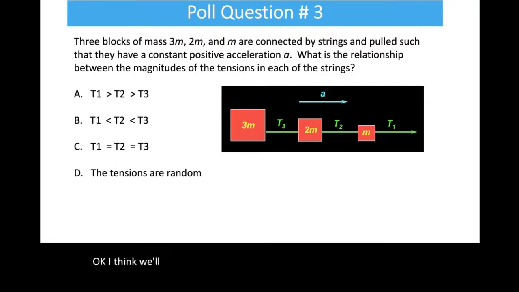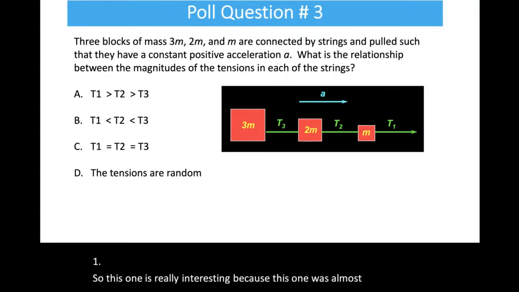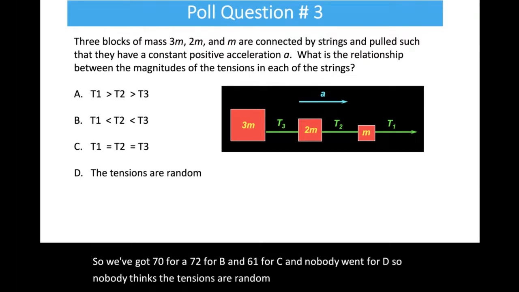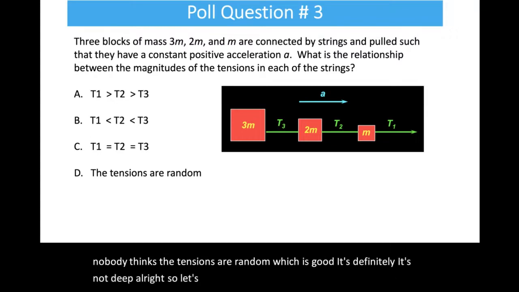Okay, I think we'll do 10 more seconds on this one. So 5, 4, 3, 2, 1. This one's really interesting because it was almost a tie. We've got 70 for A, 72 for B, and 61 for C. And nobody went for D, so nobody thinks the tensions are random, which is good. It's not D. All right, so let's have a look at how this would work.